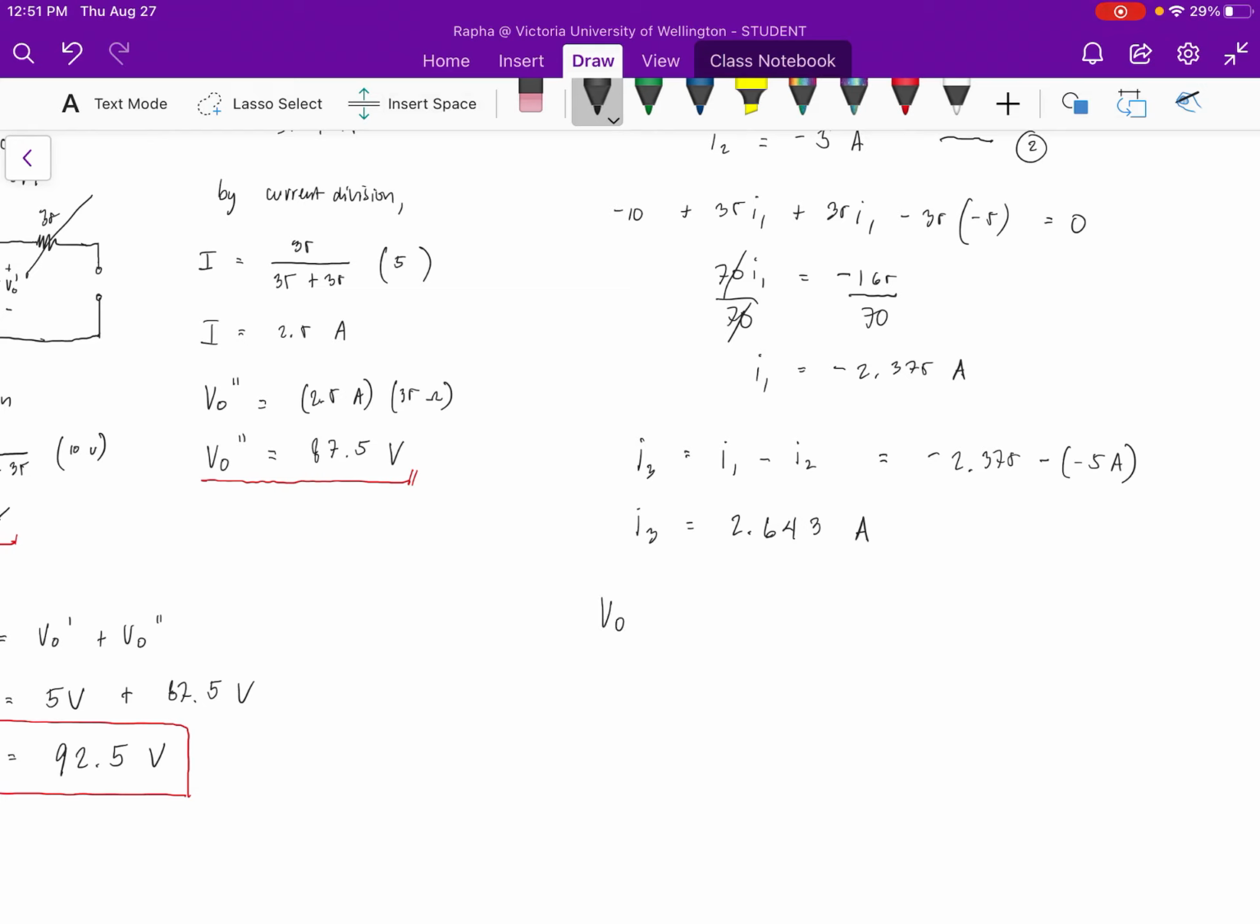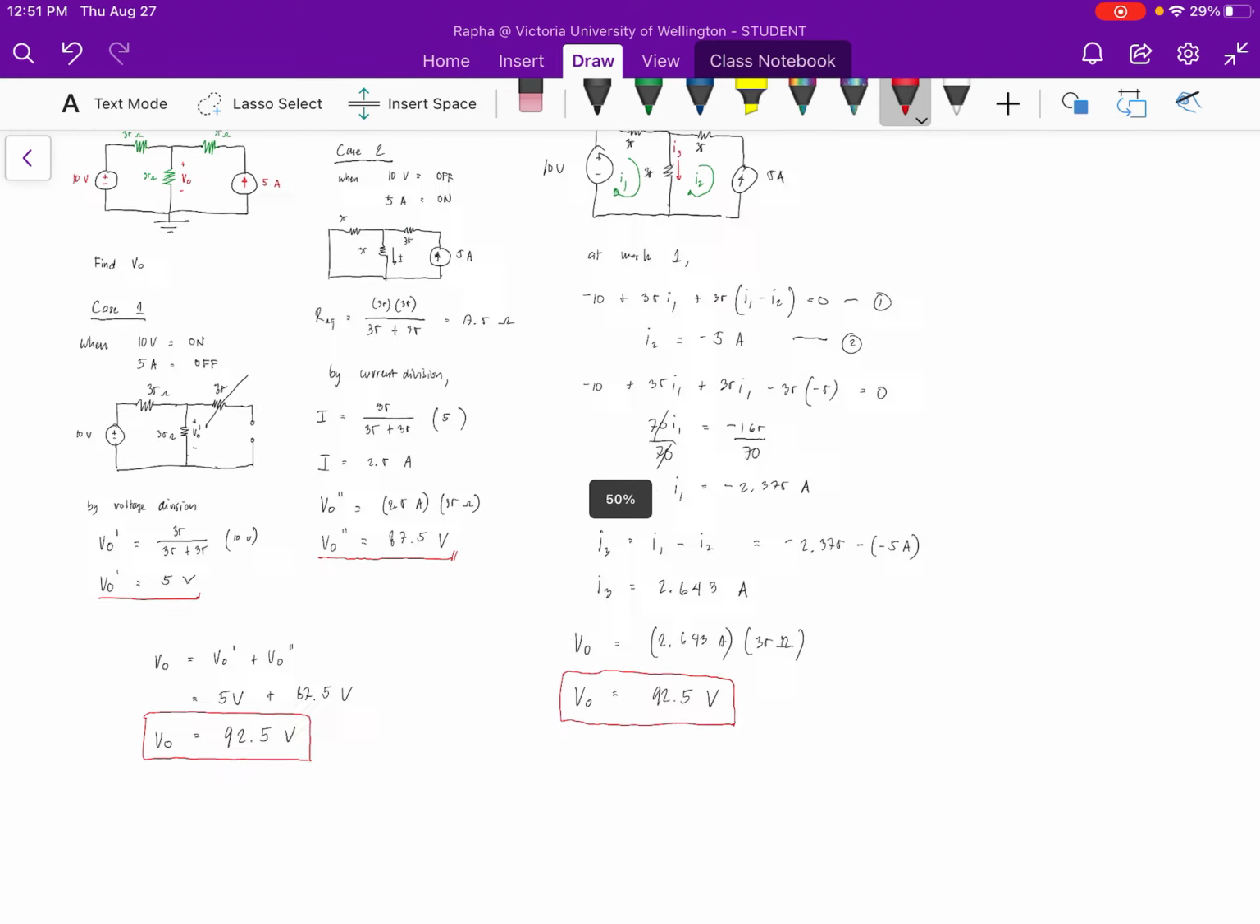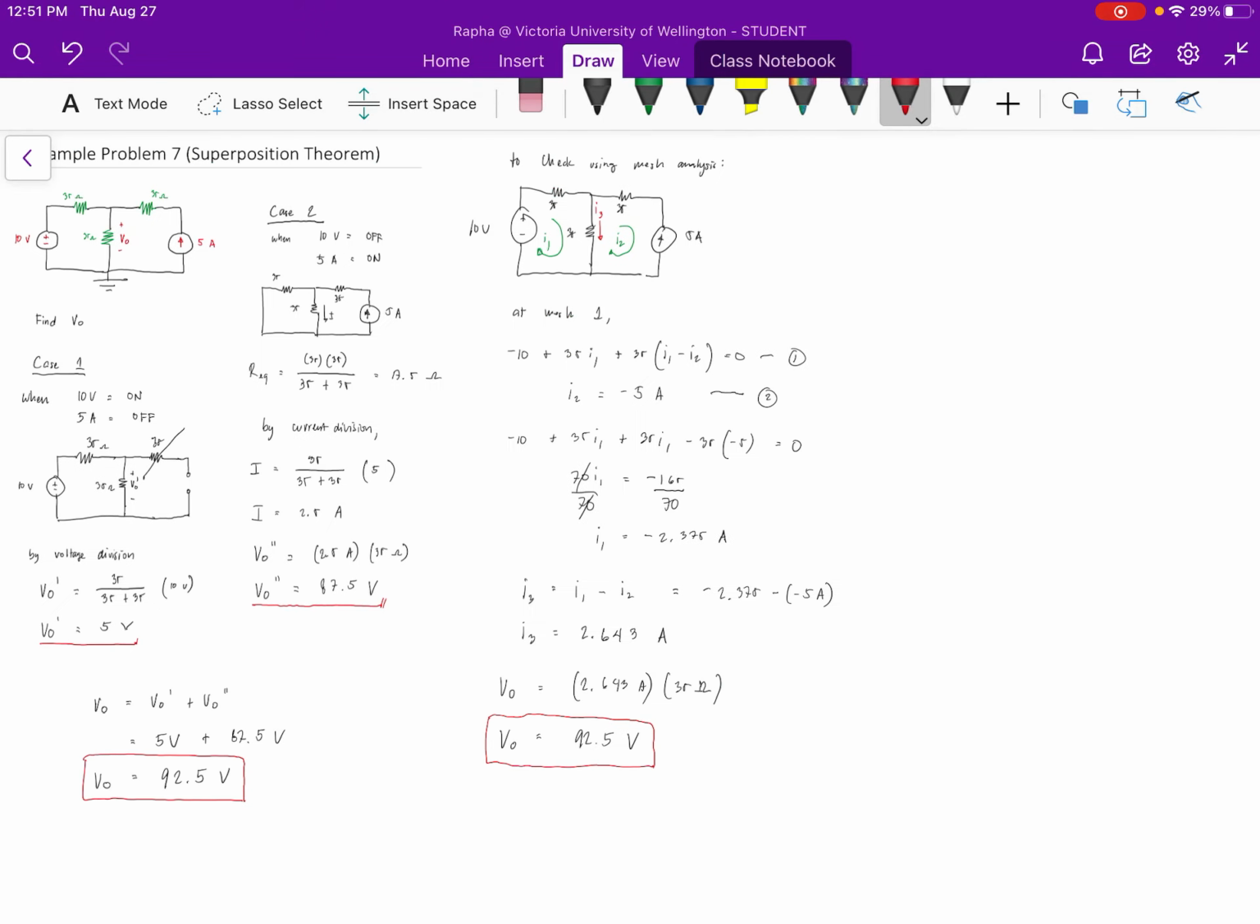So we can solve for VO as 2.643 amperes times 35 ohms. VO then is equal to 92.5 volts. So this is the VO which we solved using mesh analysis, and they are equal to each other. So that's how we know that our VO is the correct answer.